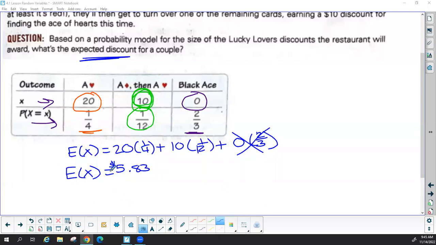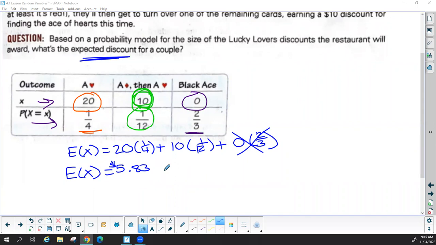So you should have gotten $5.83. We had to round there. We had a 3 repeating, but for practicality, this is $5.83. And what this means is the restaurant can expect on average, not for every customer, but on average, over the course of that night, to discount $5.83 per customer.